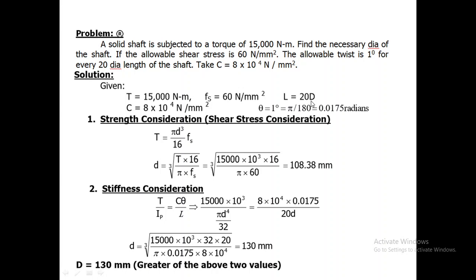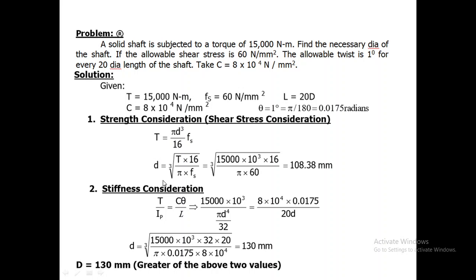The length of the shaft is given as 20d, so length is related to the diameter of the shaft here. Torque is given as 15 kilonewton meter. Shear stress is given. Then rigidity modulus is given. Angle of twist is given.